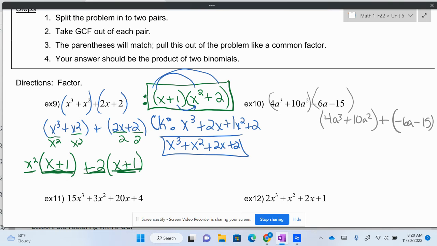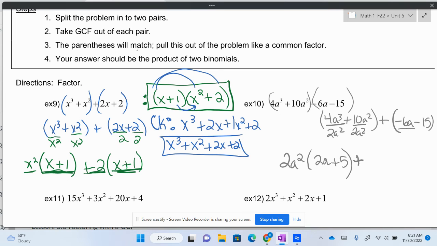Okay, so what can I take out of the first? Yeah, I can take a 2a squared out. So when I do that, 2a squared divided by 2a squared, let's see, 4 divided by 2 is 2. A cubed divided by a squared is just a. 10a squared divided by 2a squared is 5. Okay.